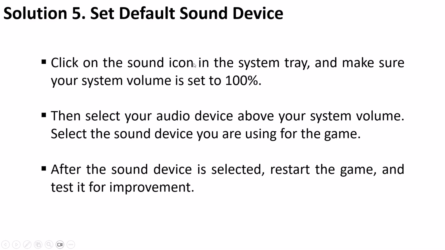Solution 5 is to set the default sound device. So click on the sound icon in the system tray and make sure your system volume is set to 100%. Then select your audio device above your system volume. Select the sound device you are using for the game. After the sound device is selected, restart the game and then test it for the improvement.